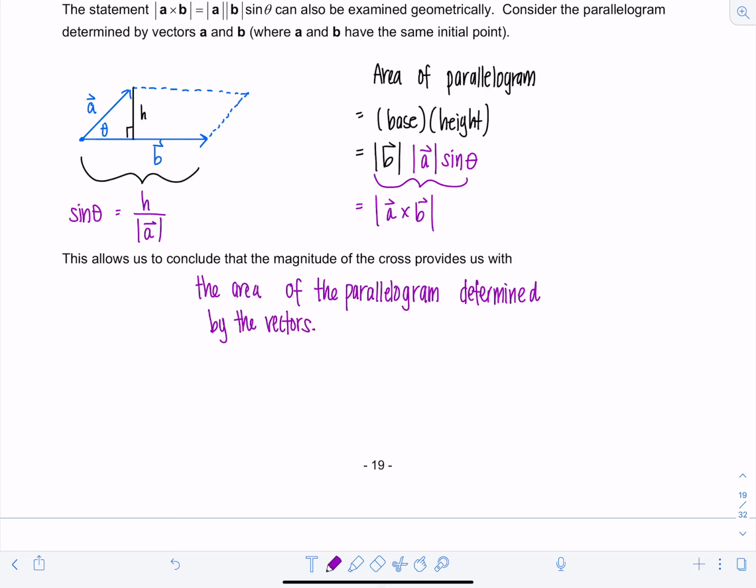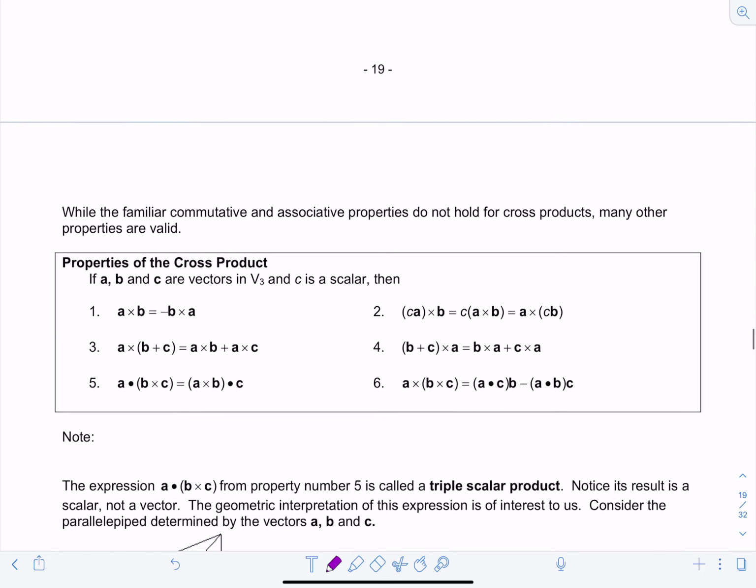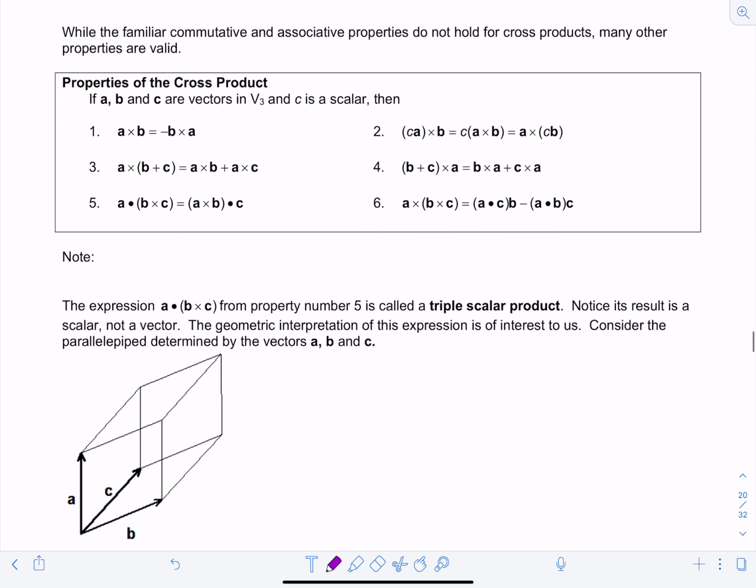And this we will use, especially later in our calculus journey together. Okay, so moving on, let's look at some of the properties of the cross product. The familiar commutative and associative properties do not hold. We looked at that in the first example where we computed a cross product, right? And we saw that when we commuted or interchanged the order, the result was a vector in the opposite direction.